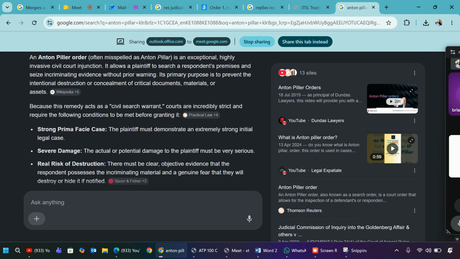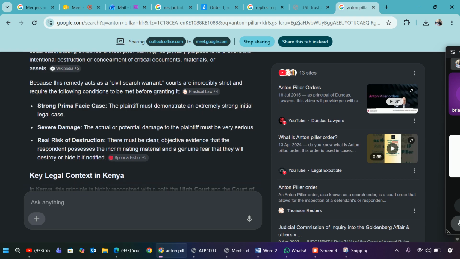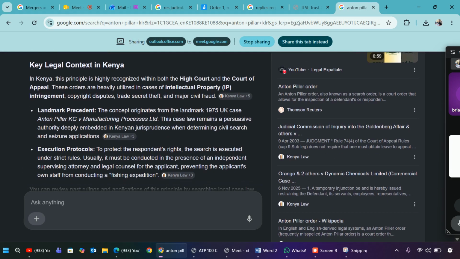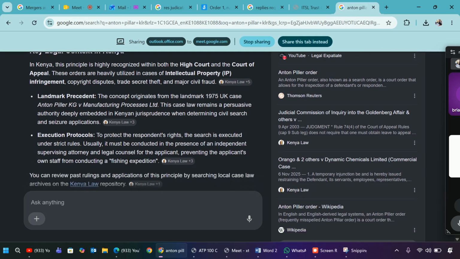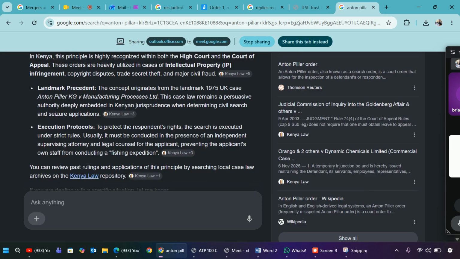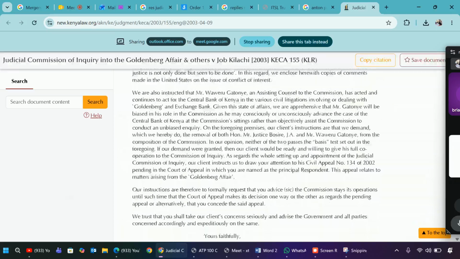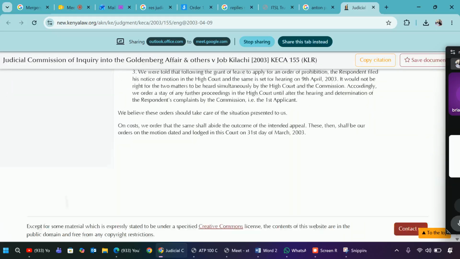You have to prove the following before granting. Strong prima facie case. The plaintiff must demonstrate an extremely strong initial legal case. Severe damage, the actual or potential damage to the plaintiff. There is a landmark precedent. The concept originates from the landmark decision, a UK case of 1975, Anton Piller KG versus Manufacturing Processes Limited. You can have a look at how courts have tried to apply the same.